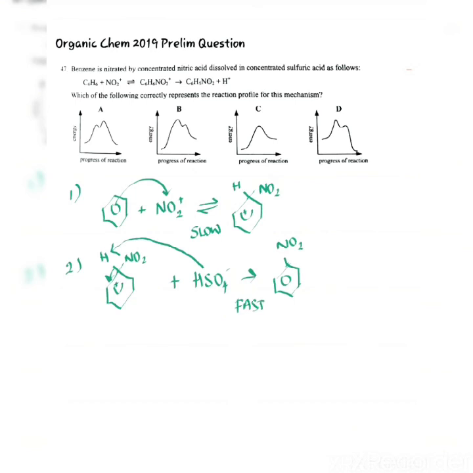So the reason why this is a slow step and that is a fast step is because a slow step has a very high EA, which is activation energy. So if you're going to draw the EA for the first step, it is going to have an energy pathway that will be endothermic. So you will have a high EA that is endothermic. So this is the energy and this is the reaction pathway.